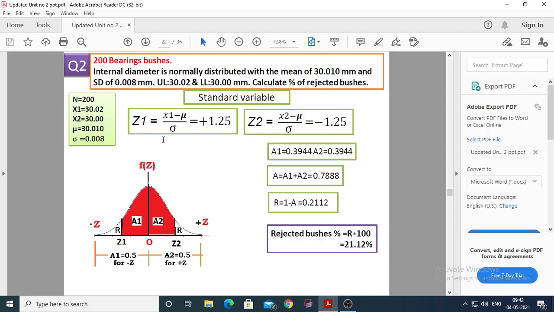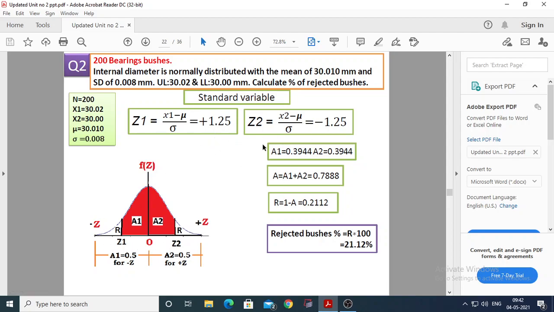Then you will get plus 1.25. Here we have plotted the graph of f(z) versus z. You know the center value is 0, and from 0 you will get 1.25 here. This is the random variable z1 value.